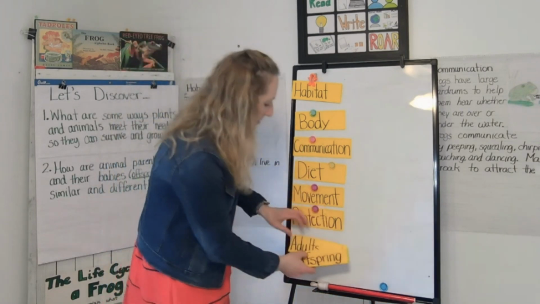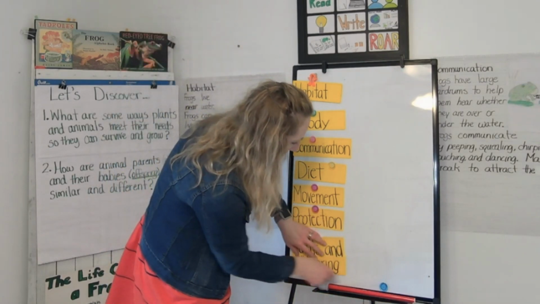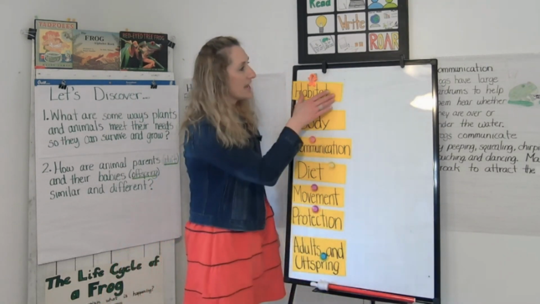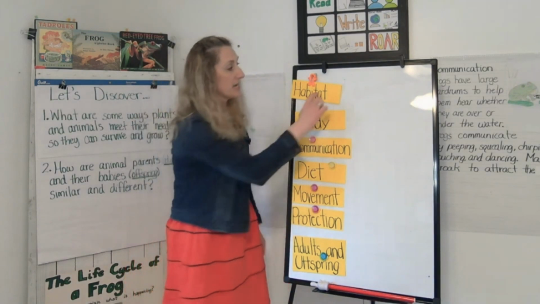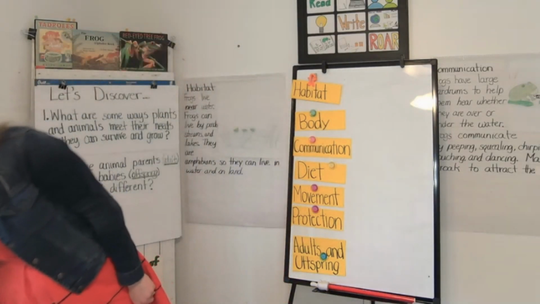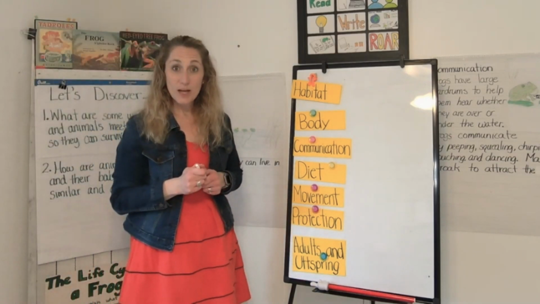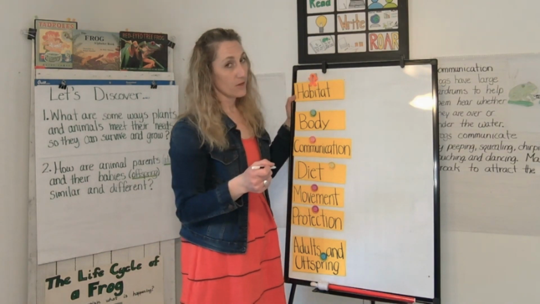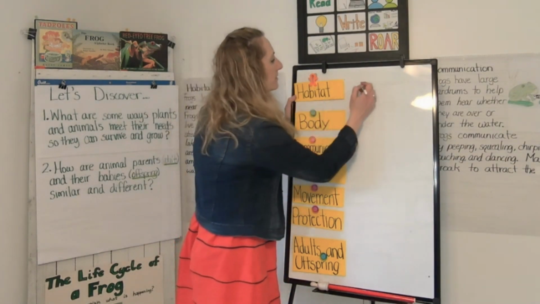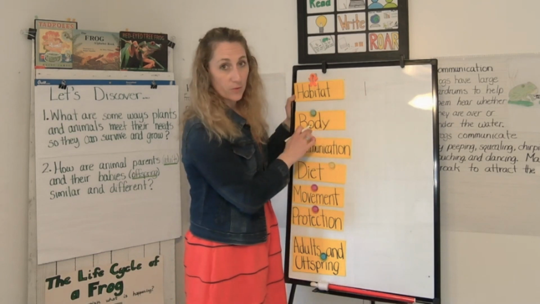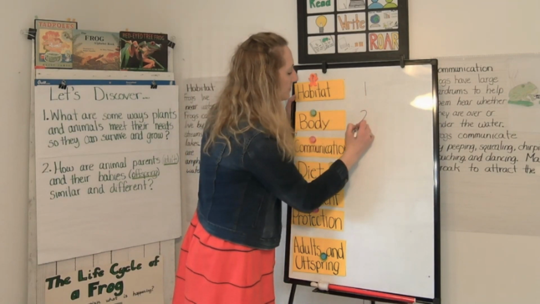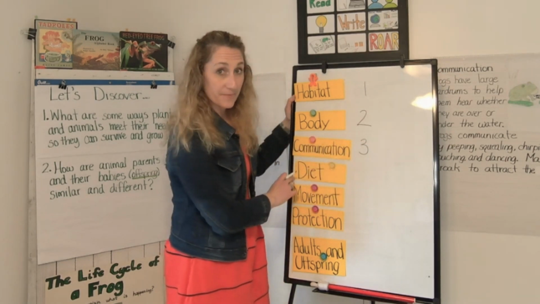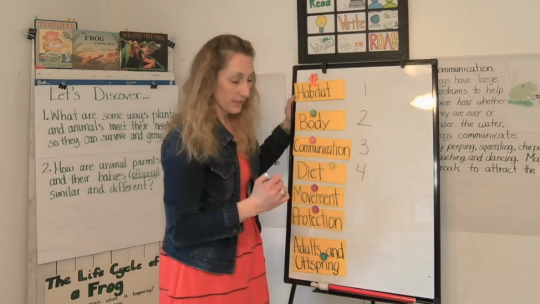That's our last topic. So for people that are going to want to read our book that we made, these are the different parts that they would get to read about. And so we help them by putting a page number next to the word so they know what page they need to go to. This will help them and they'll know what page to go to read about each of these parts. So the first part is habitat. We're going to put number 1. The next part's body, we'll put a number 2. Communication, number 3. Diet, we'll put 4 because it's going to be on page 4.